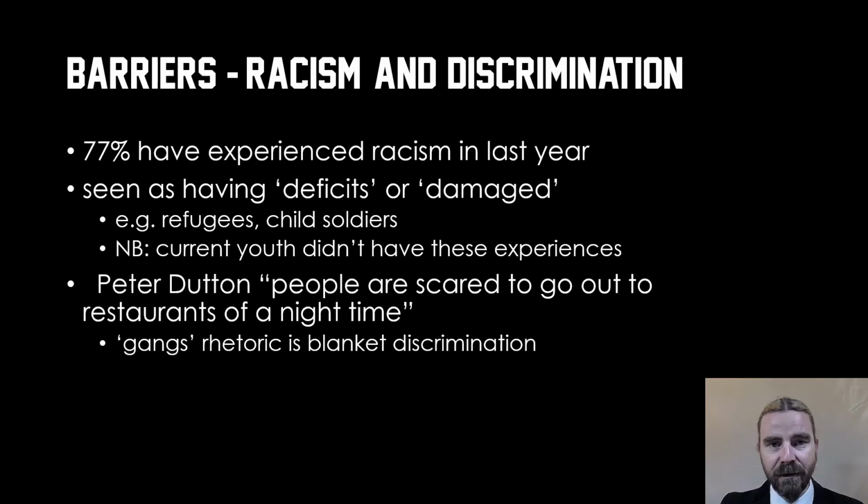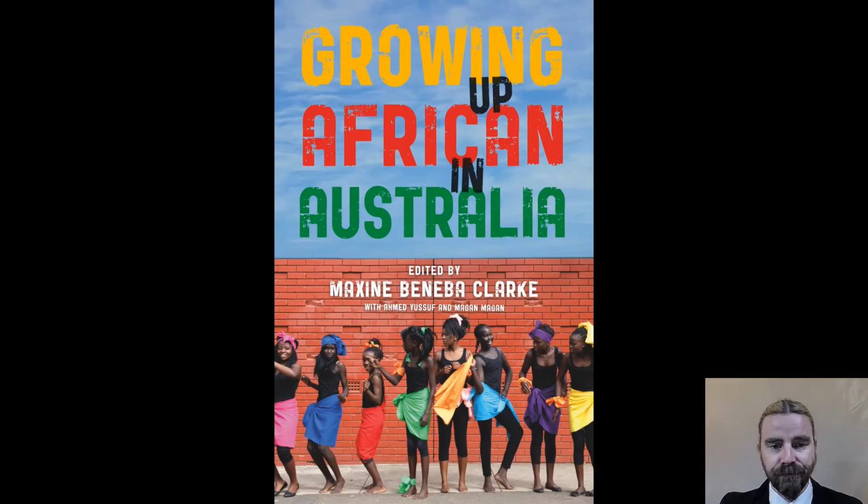The gangs rhetoric is just a manner of speaking, it is blanket discrimination. So one of the biggest barriers to social inclusion for Sudanese Australians is this belief, perpetuated by certain politicians, like that guy right there, that Sudanese people are all in gangs. Here's a book about the experiences of Sudanese Australians growing up African in Australia. I'd say check it out, but you're probably not going to. But anyway, that's a book about African Australians experiencing discrimination.